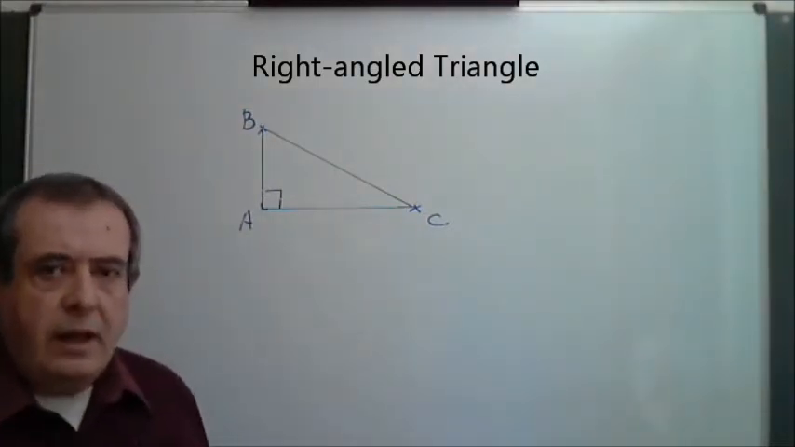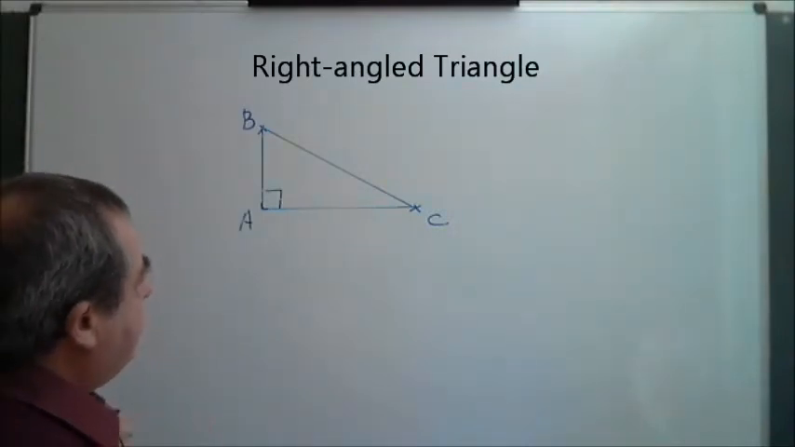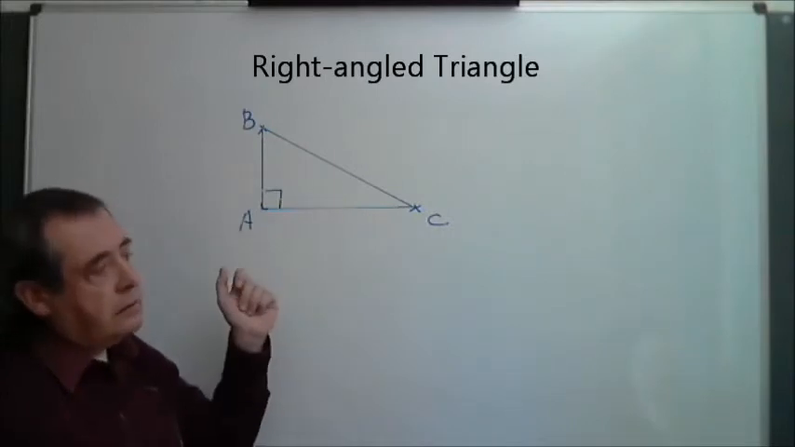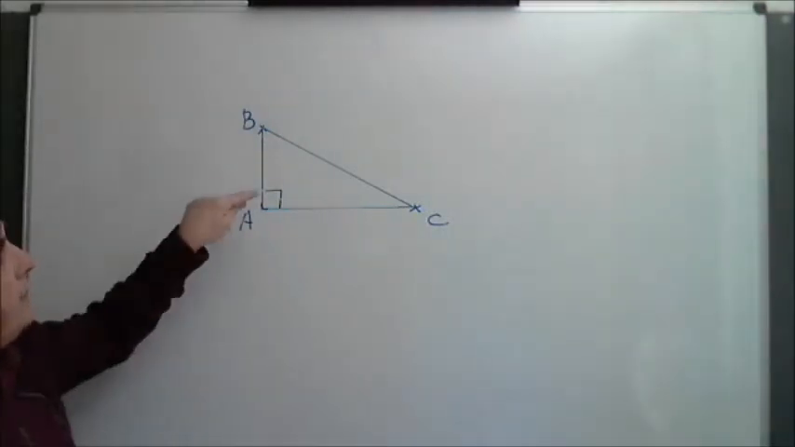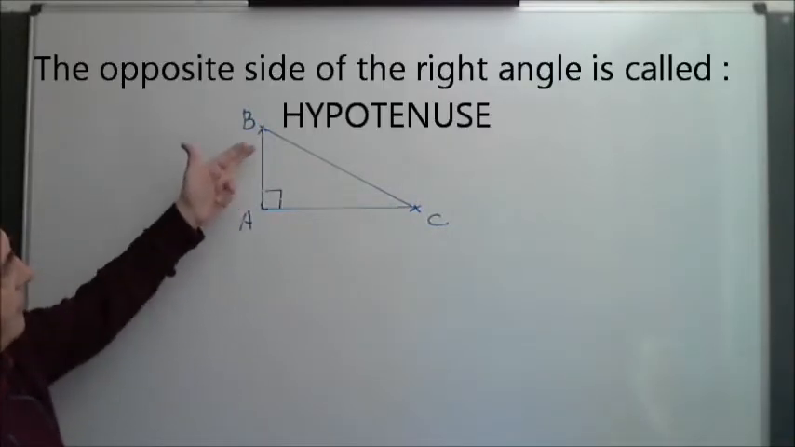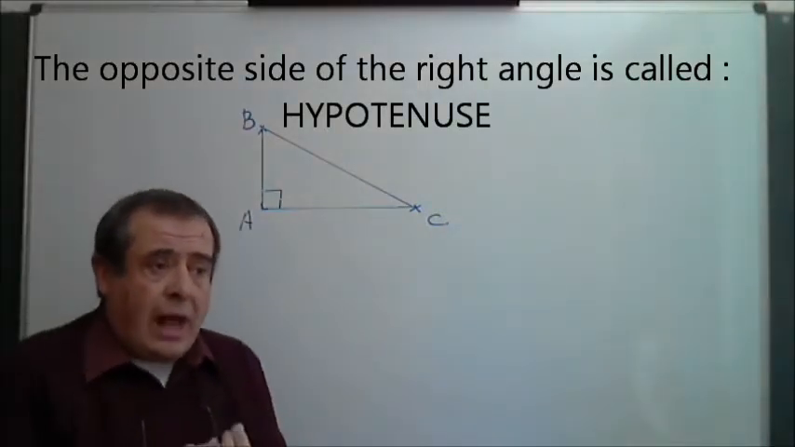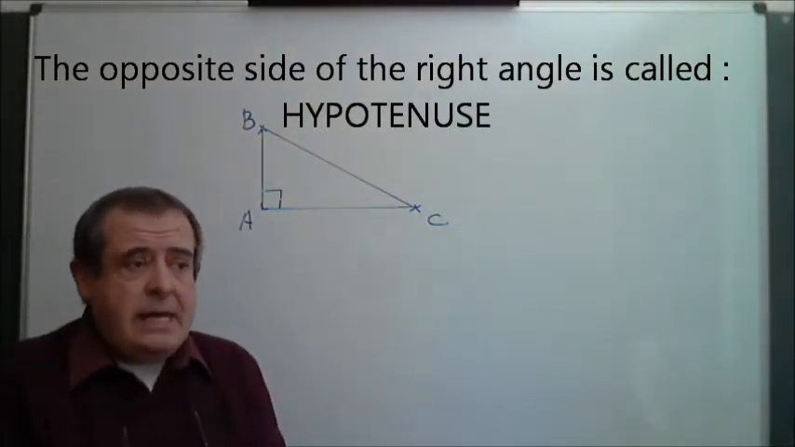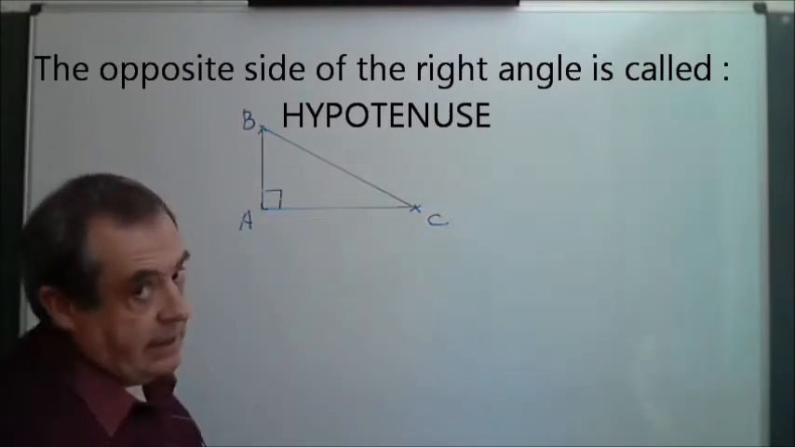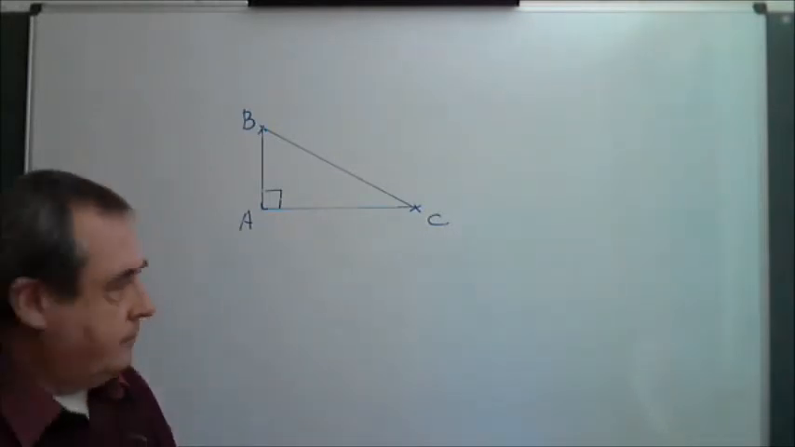We begin with the right-angled triangle. What is a right-angled triangle? It is obviously a triangle with a right angle. And we call it, for example, here you have the triangle ABC. One says the triangle ABC is a right-angled triangle in A. That means that the angle A is the right angle.